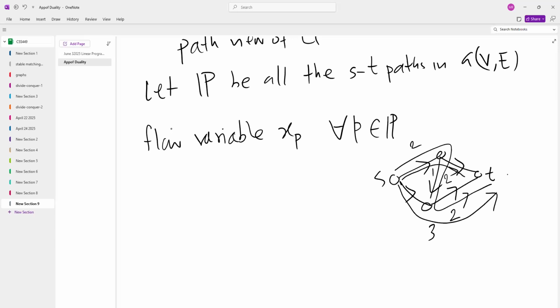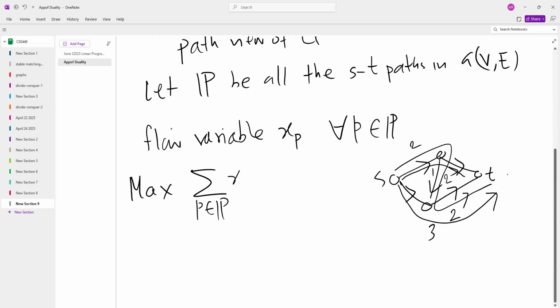And these are ST paths, which means all those paths start at S. So if you sum up the flow for every path, that is what we want to maximize, because they are all starting from S or going into T. It doesn't matter. So my objective is now going to be to maximize the summation over all paths in my set of paths P, which is all the ST paths in the graph. You just maximize the flow on that path.